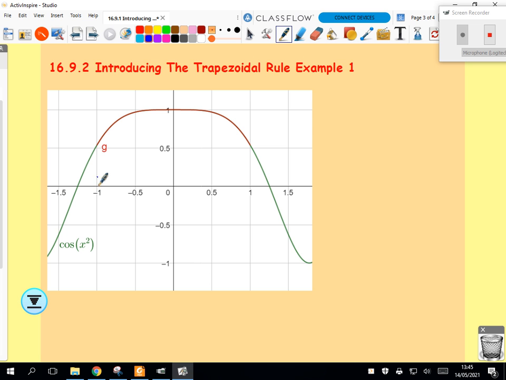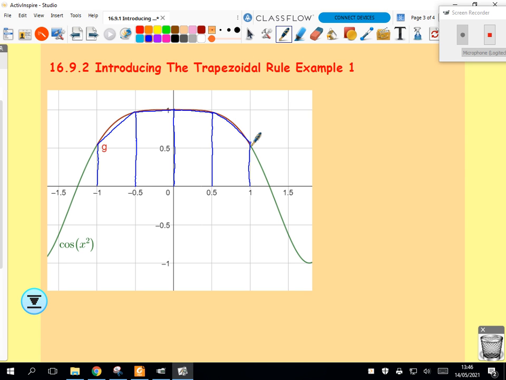And we might break it up. Maybe I'll break it up here. From -1, maybe I'll draw that as my first trapezoid. Maybe at -0.5. Maybe at 0. Maybe at 0.5. And at 1. And I'm going to complete trapezoids there, and kind of find the area under the curve.